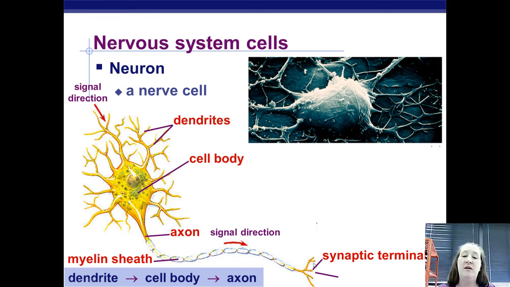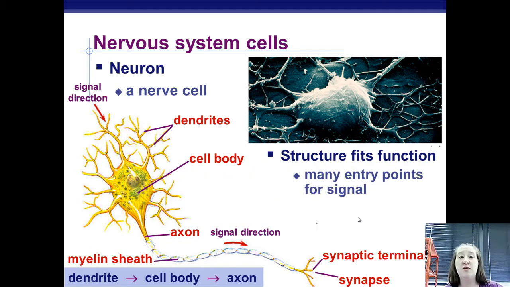And then the signal is going to travel from the dendrites. It's going to come into the neuron at the dendrites, move down the axon all the way along, and then it's going to move from here to the next spot through these synaptic terminals. These synaptic terminals may meet up with another neuron, they may meet up with a muscle cell, they may meet up with your brain.